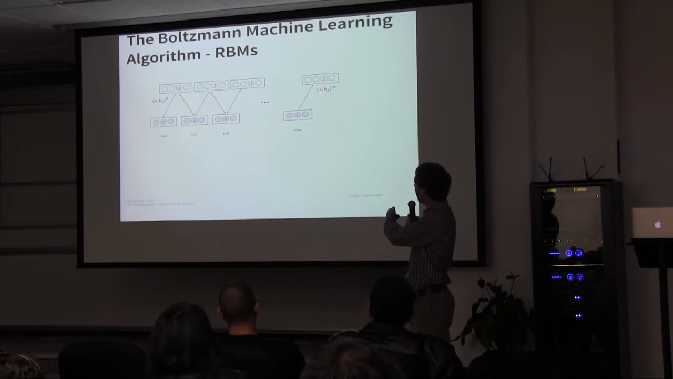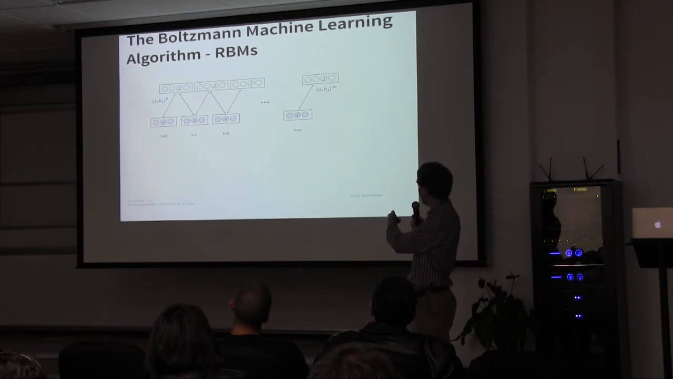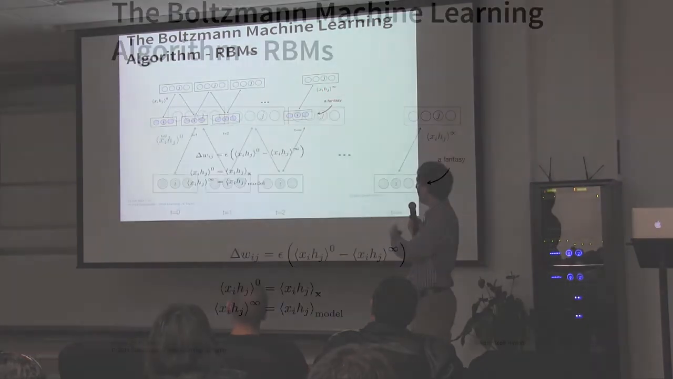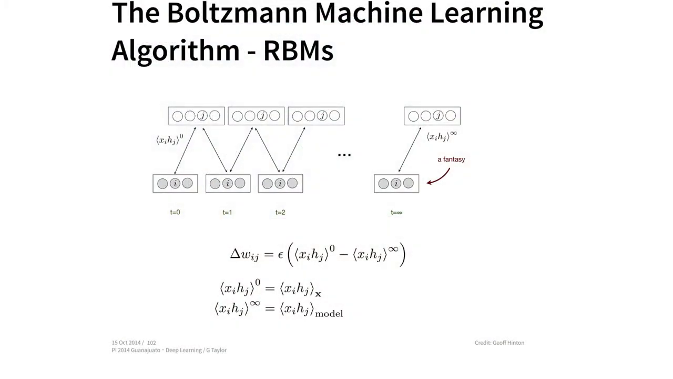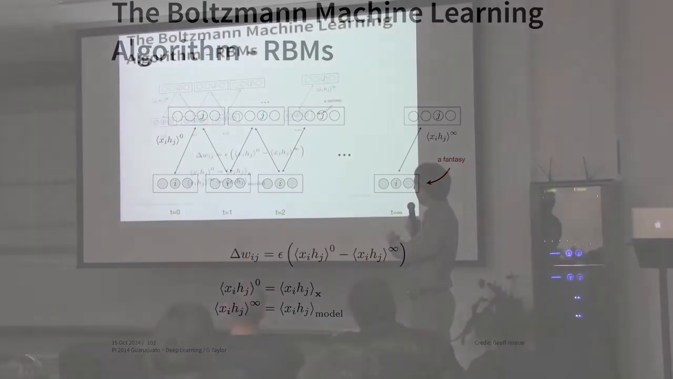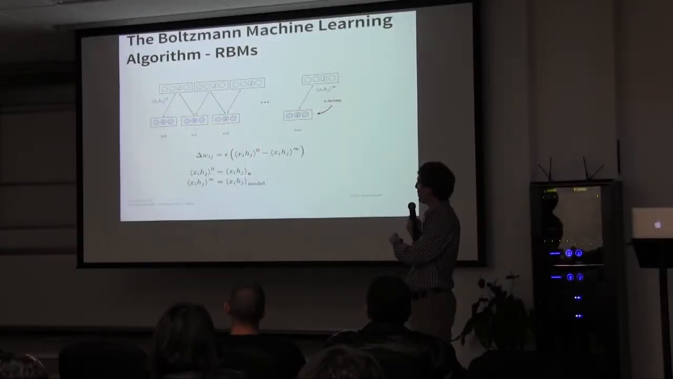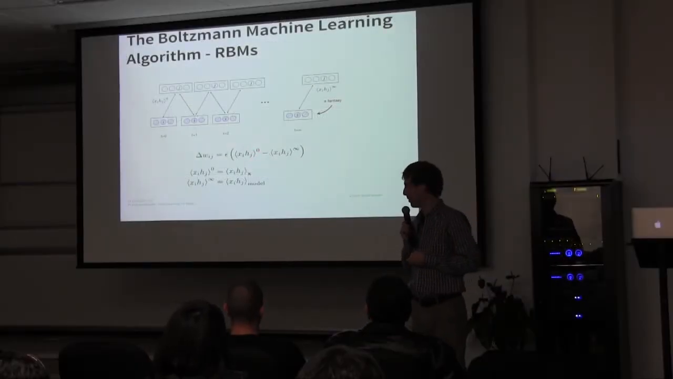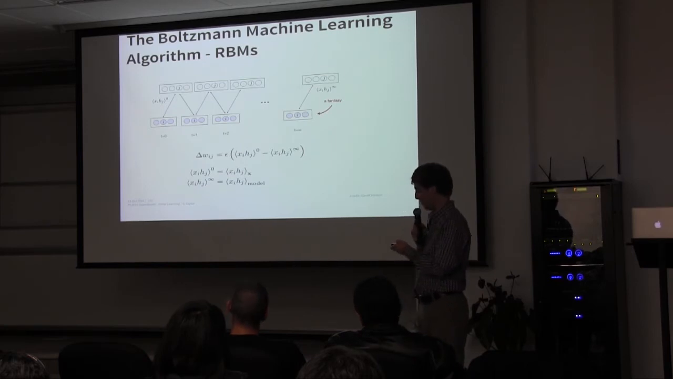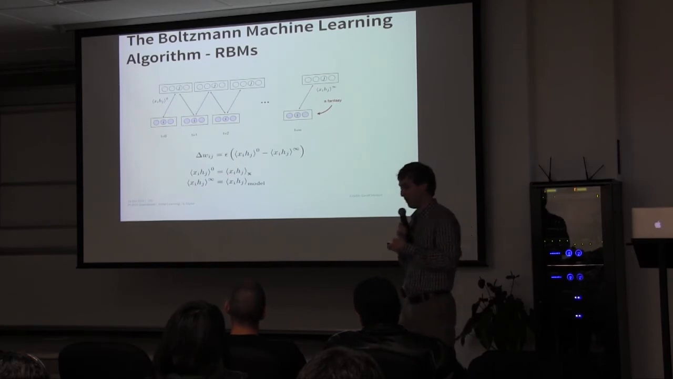The statistics here, the correlation here, once we've run this chain to infinity, is the second term in our gradient. So the model term is just running this Gibbs sampler to infinity, and the data term is just the first step of running this Gibbs sampler. So we're running a Gibbs sampler to infinity.